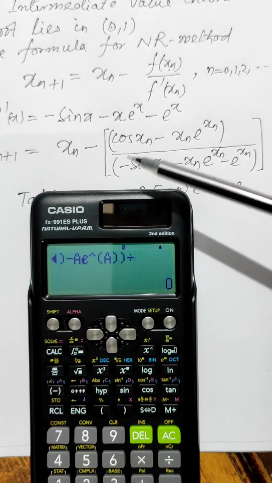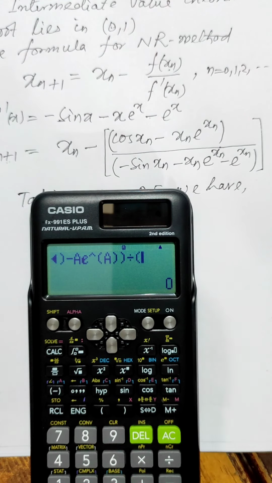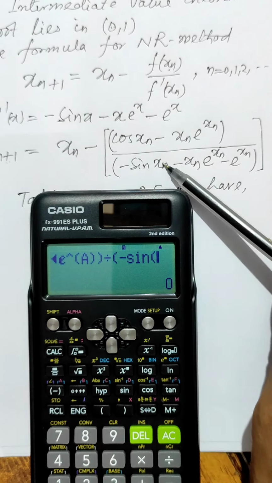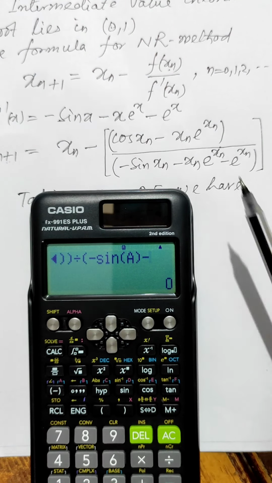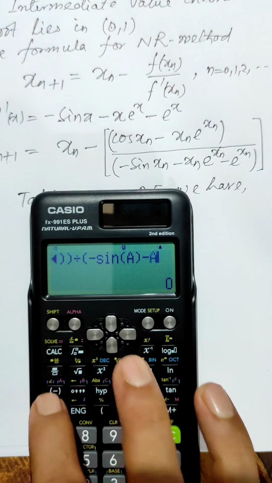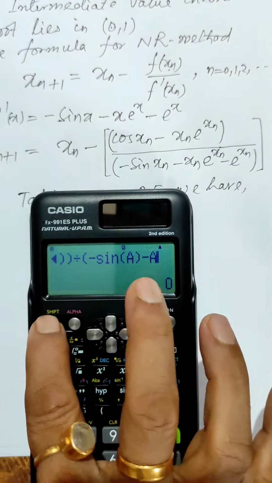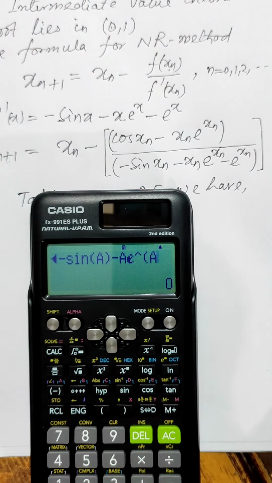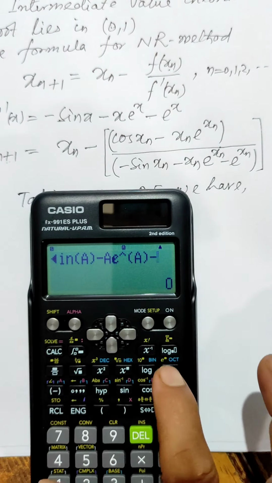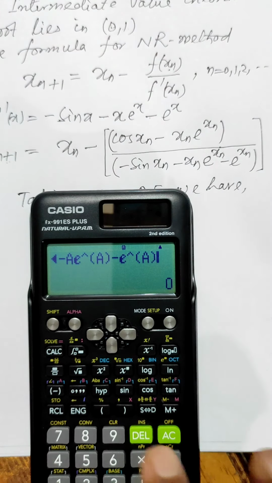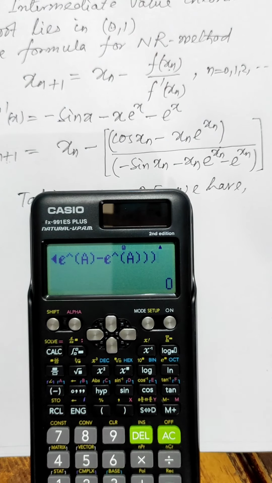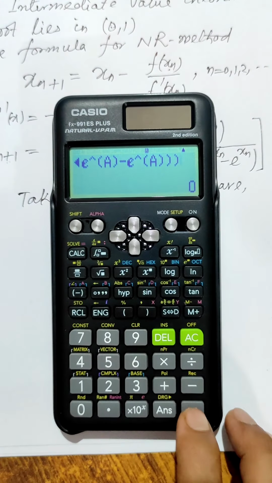So divided by, this bracket starts. Then again bracket. Then minus sin alpha A, bracket close. Then minus alpha A, then e to the alpha A, shift ln alpha A, bracket close, then minus e to the alpha A, shift ln alpha A, bracket close. Again this bracket, two brackets you should put. Okay, so now press the equal to key.